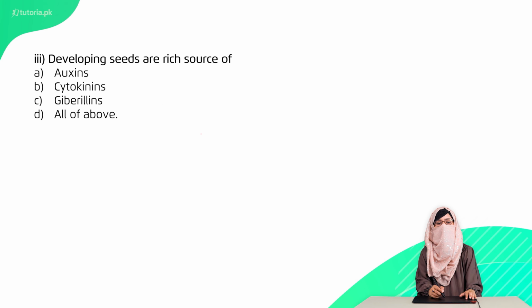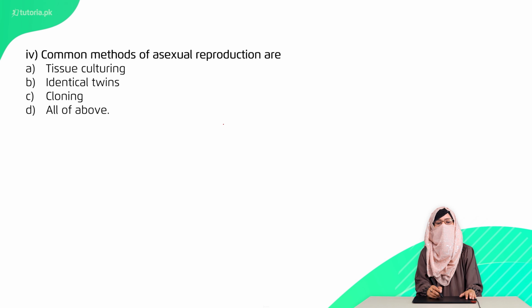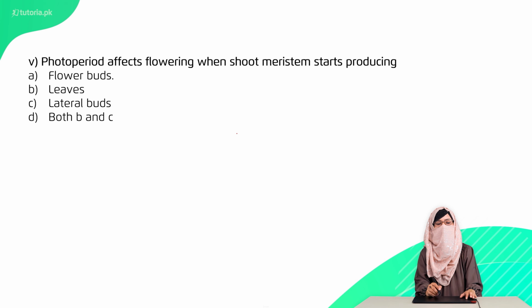Third है, developing seed are rich source of auxins, cytokinins, gibberellins, all of above. The right option है option D, all of above. Fourth है, common method of asexual reproduction are tissue culturing, identical twin, cloning, all of above. The right option है option D, all of above.